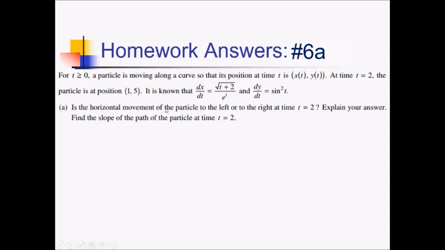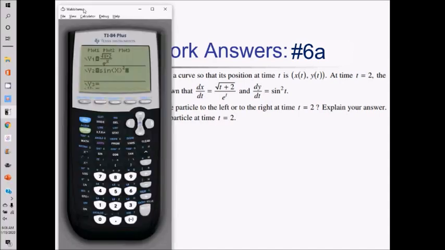Let's start with the horizontal movement. Horizontal movement, we're talking about dx over dt, and whether that is positive or negative. That'll determine whether we're going right or left. So to figure this out, I just need to plug 2, the time that they're talking about right here, into dx over dt. Let me do that on the calculator. So the very first thing I'm going to do before I do anything else here, I'm going to enter dx over dt in my calculator as y1 and dy over dt as y2.